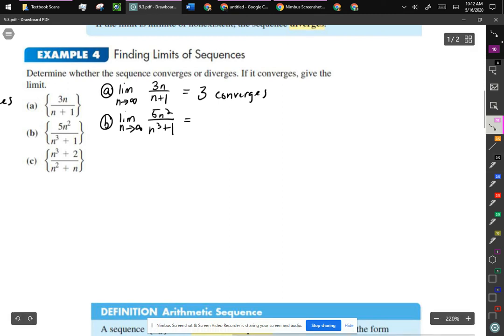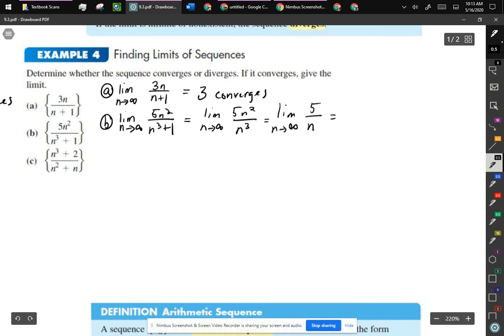And in fact, let me write that down. So if we were to just ignore, right, that constant, this is the same thing as saying this, which then is the same thing as saying this. Which then, well, 5 divided by a billion is basically nothing. So this converges to 0.